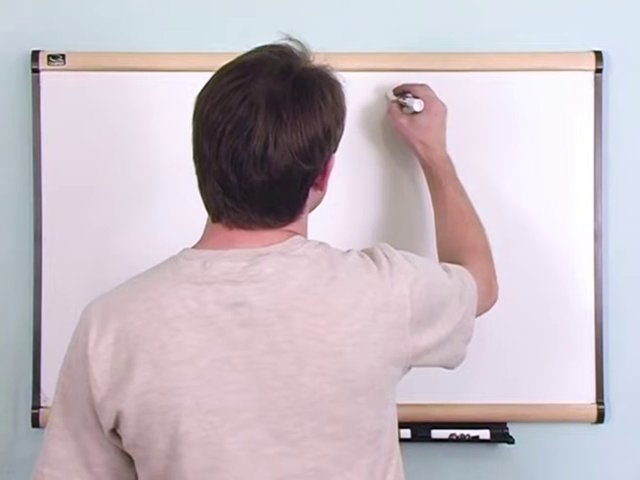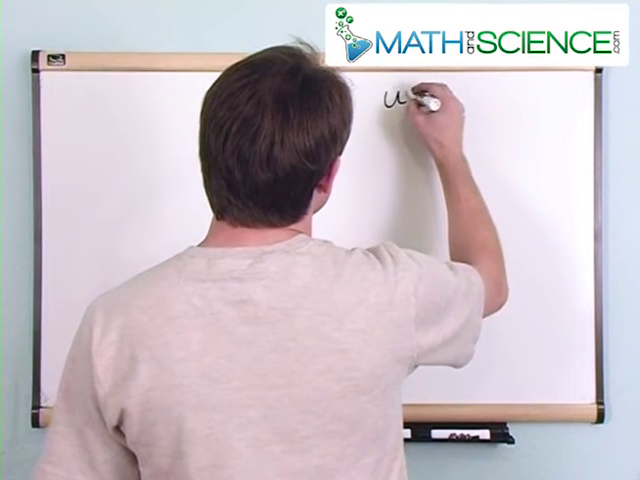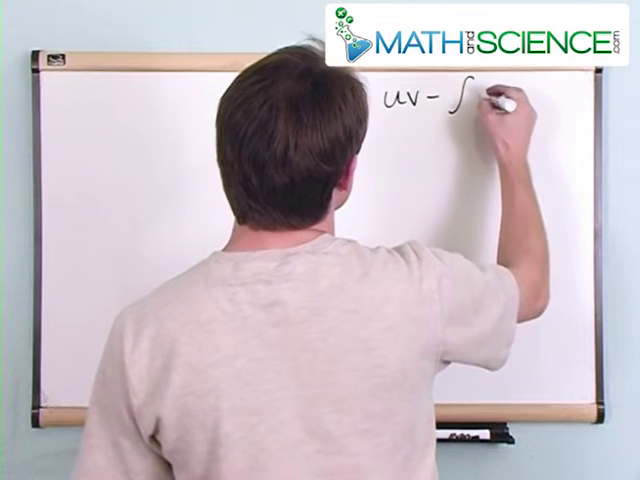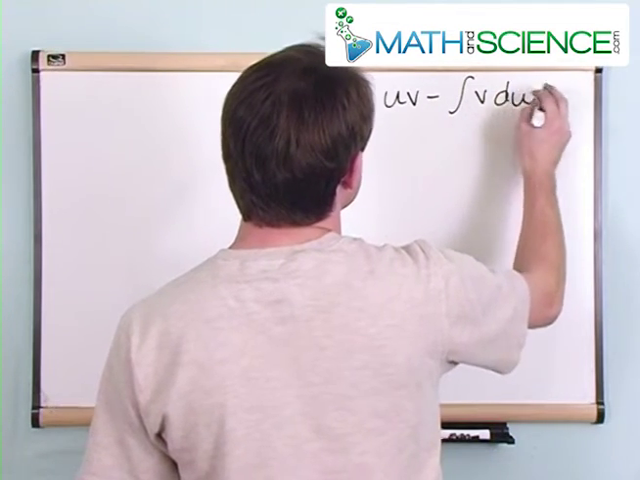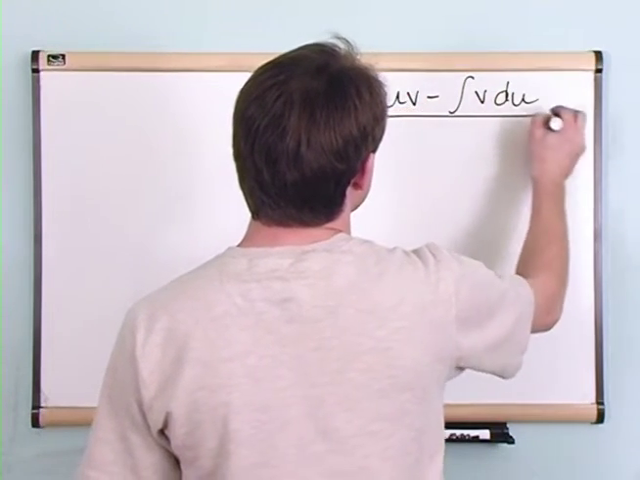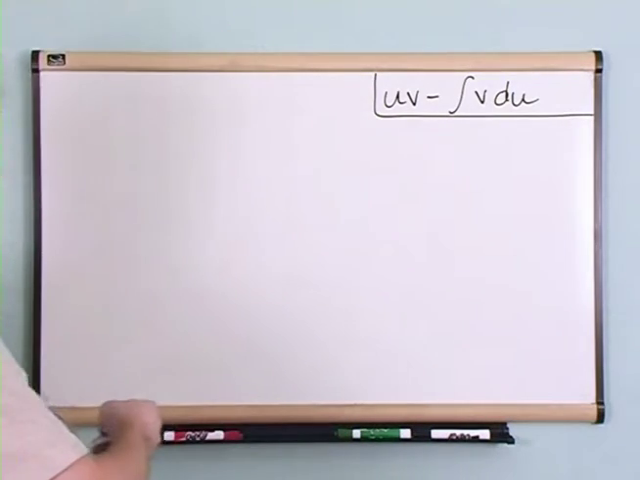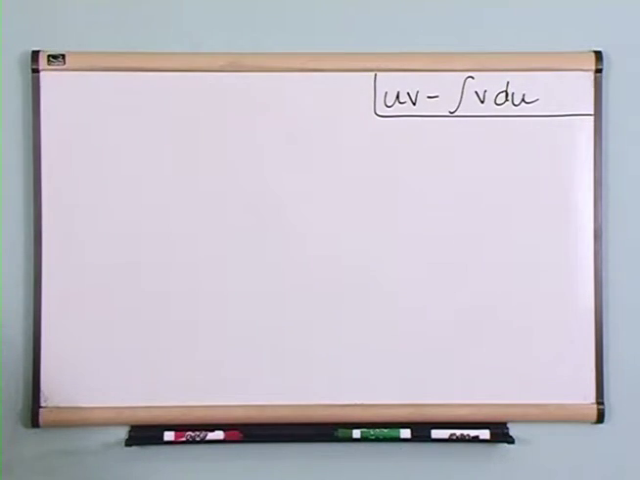Integration by parts. You have uv minus the integral of v du. And this is it, fellas. That's all I'm going to put on the board. That's it. That's integration by parts. Now, you're not expected to know what that means or how to use it. That's my job to teach you that. But that is the formula.